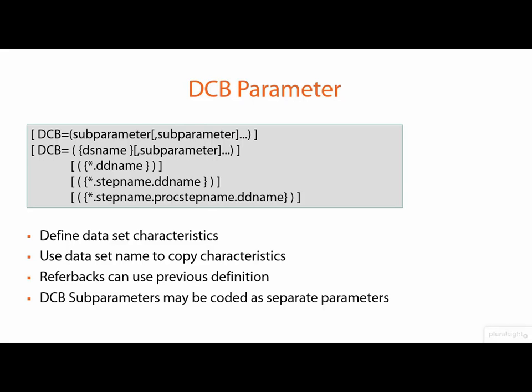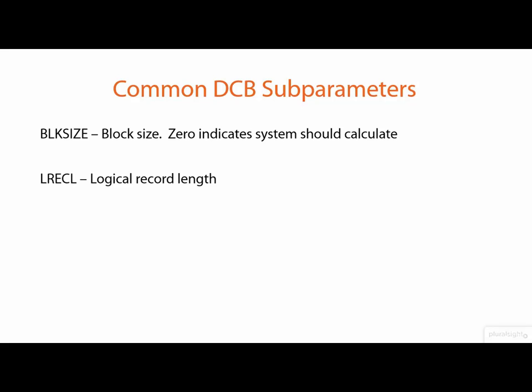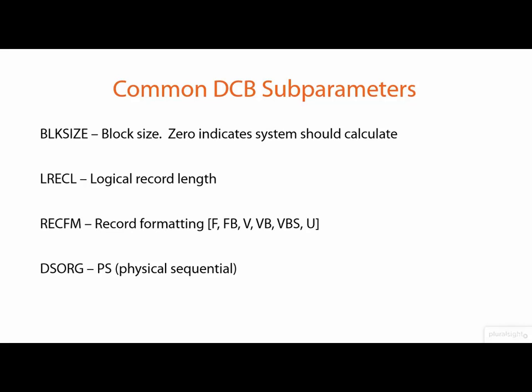One other point to remember is that with the DCB, the subparameters like logical record length, block size, and record format have all now been modified so that they can be coded as separate parameters, so that you do not require the DCB parameter. As such, these subparameters like block size, logical record length, record format, and dataset organization, and all the other valid subparameters under the DCB, can be coded as separate keyword parameters in your JCL. So it's just another option that provides some flexibility in how these different values can be coded or specified.